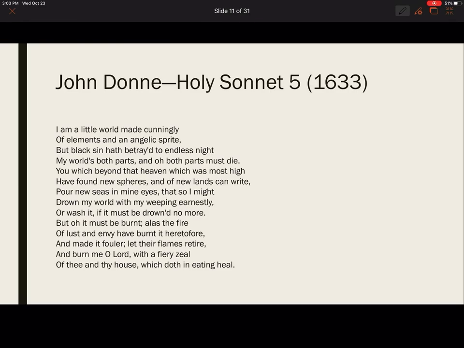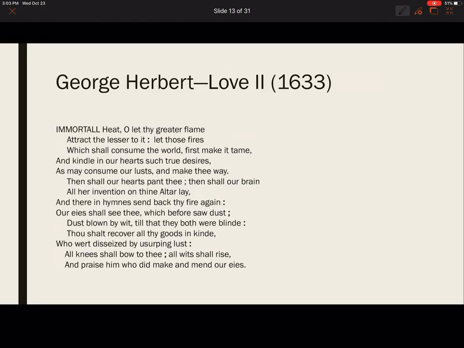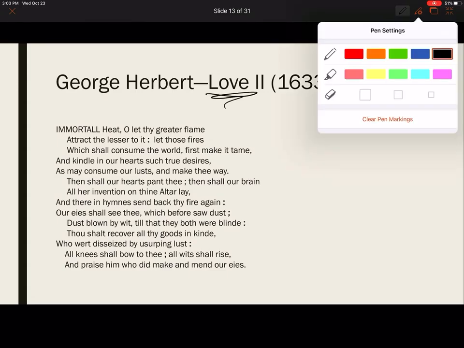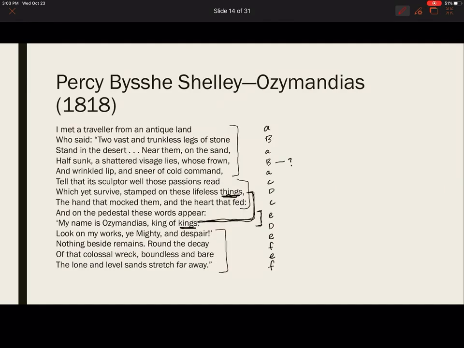So those sonnets are all about love. So is this one, but it's about the love that a person has for his deity. It's a sonnet about the love between John Donne and God. The same with this one. George Herbert also writes love sonnets, right? But he's thinking about God. He's not thinking about a lady friend.